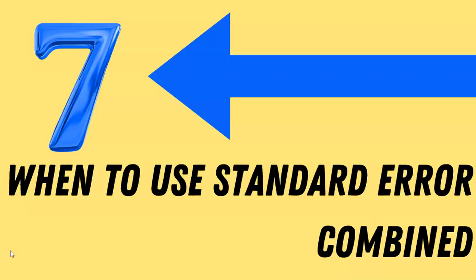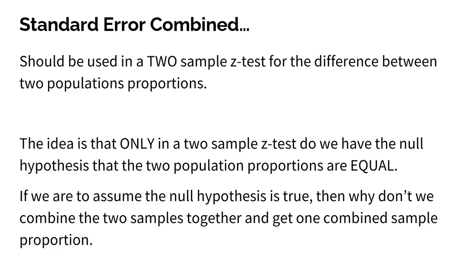Tip number 7. This is a good one. When to use standard error combined. Okay. Standard error combined should be used in a two-sample z-test for the difference between two population proportions only. In no other situation would you use standard error combined.